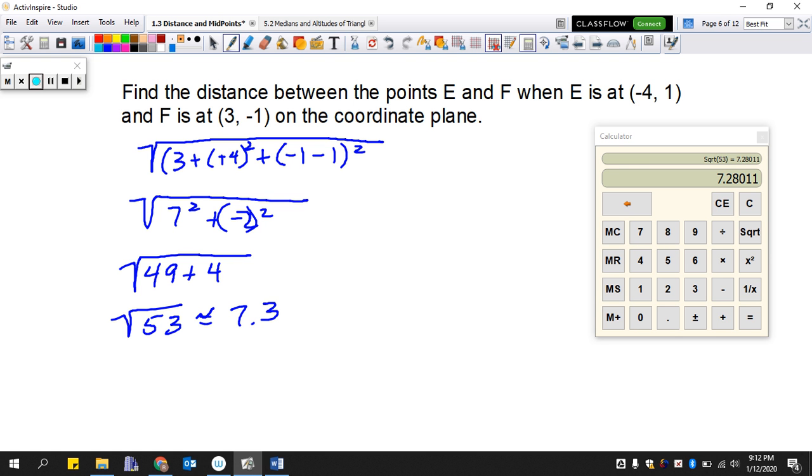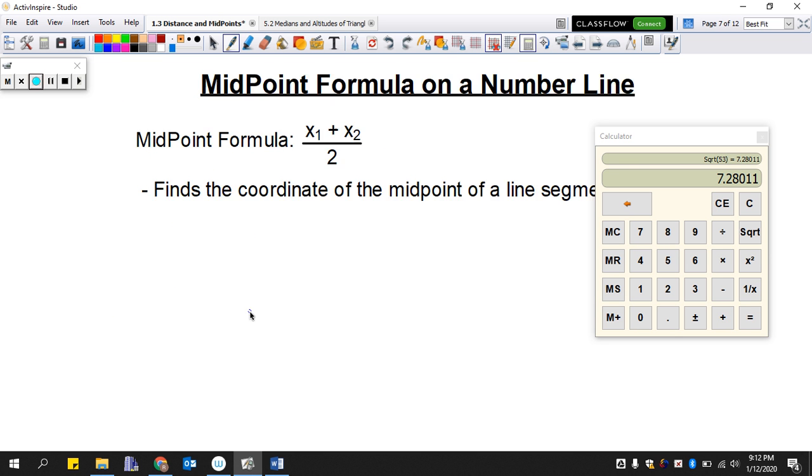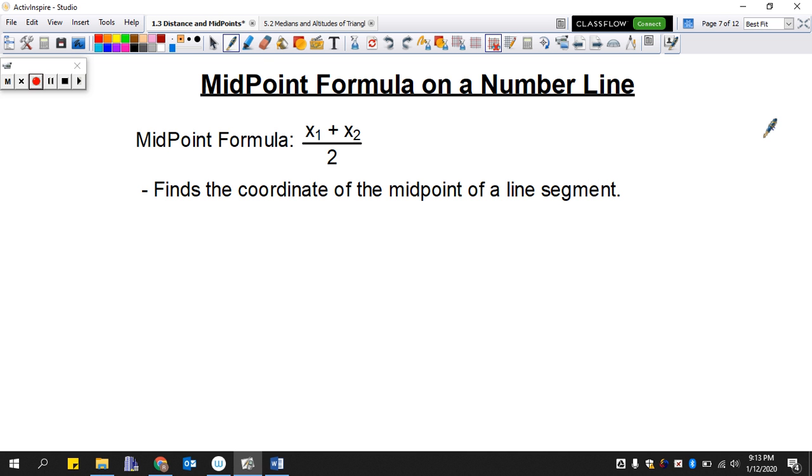The midpoint formula is just simply adding the two endpoints and then dividing it by 2. All right, that's on a number line. So here, find the midpoint of RT. R is right here. T is right here. That's negative 2 and 4. So negative 2 plus 4, divide that by 2. Okay, negative 2 plus 4 is 2 divided by 2, and that is equal to 1.